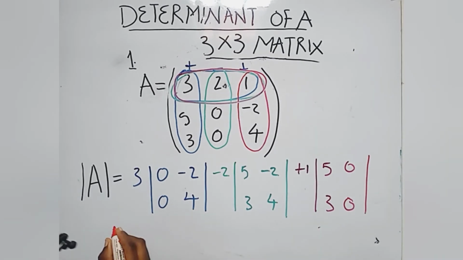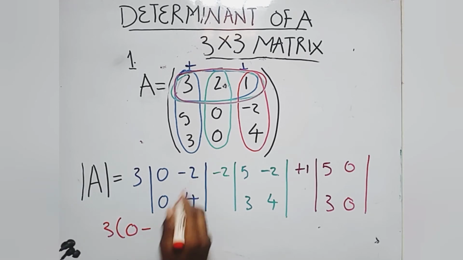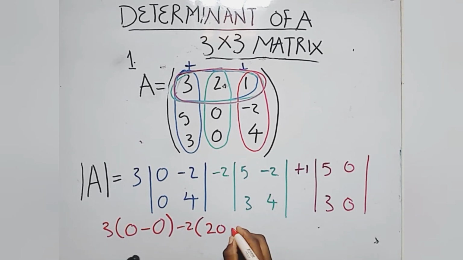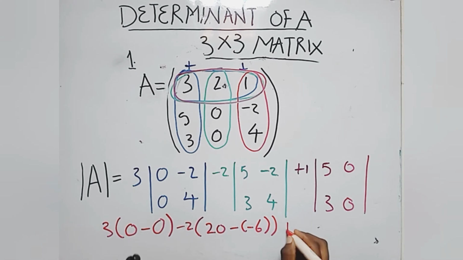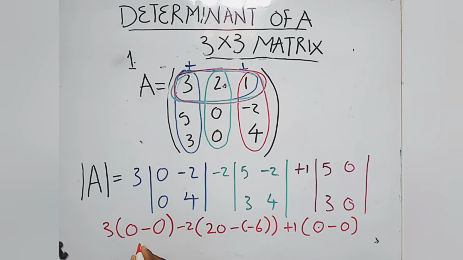So looking for the determinant of this matrix, 3, open brackets, 4 times 0, you have 0, minus this times this, you have 0. So we get negative 2, open the bracket, 5 times 4, you have 20. 3 times negative 2, you have negative 6. You close the bracket. Now for this, 5 times 0, you have 0. 3 times 0, you have 0. So therefore this becomes 0 and this becomes minus 2. We have 20 plus 6 and this becomes 0.